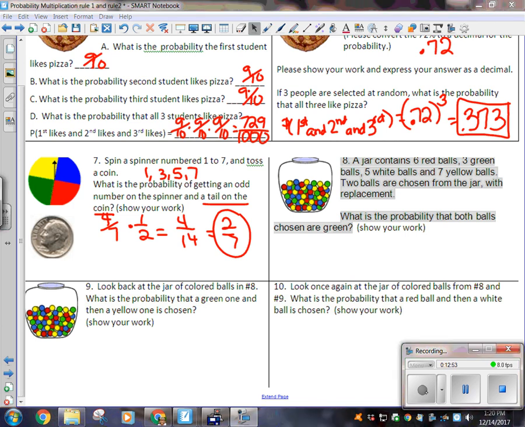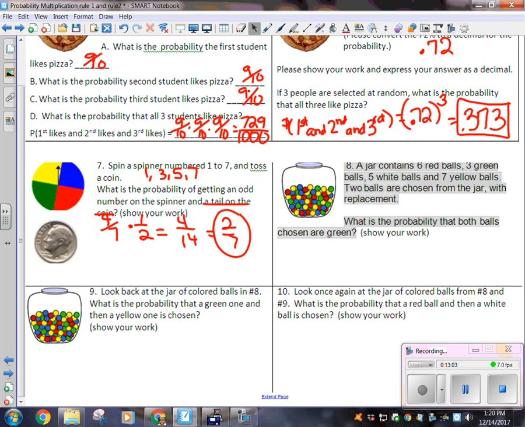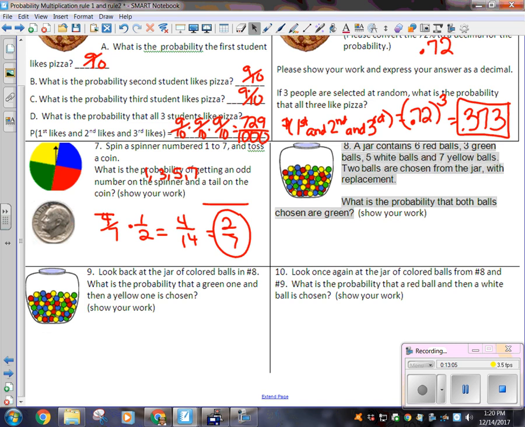All right, let's come back together and check our answers to the first 12, but it would be from 8 to 12. 8, did you guys get 1/49? 1/49?